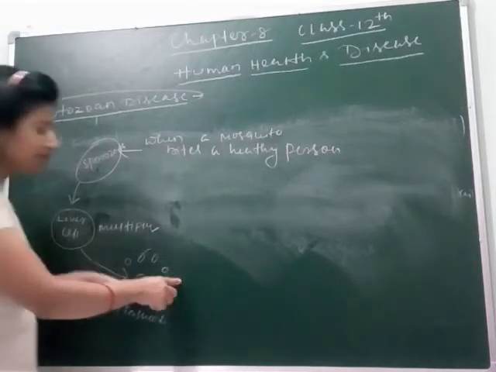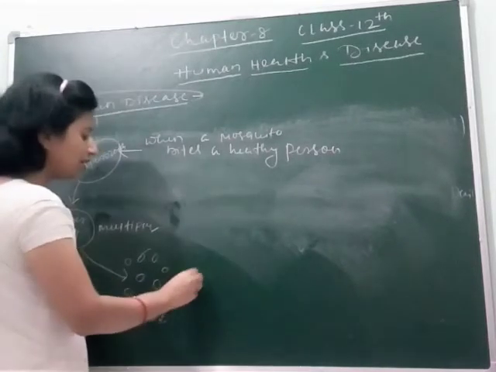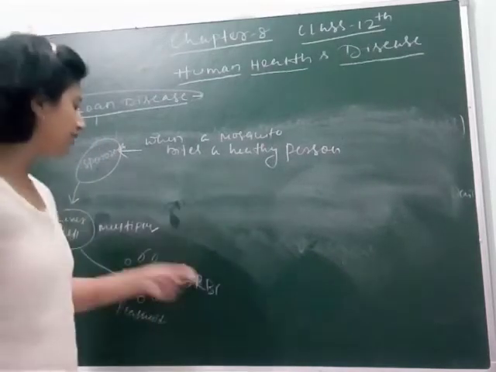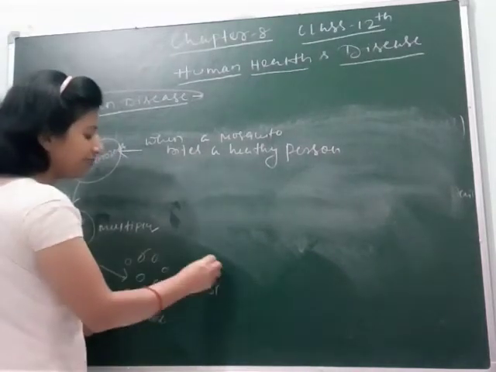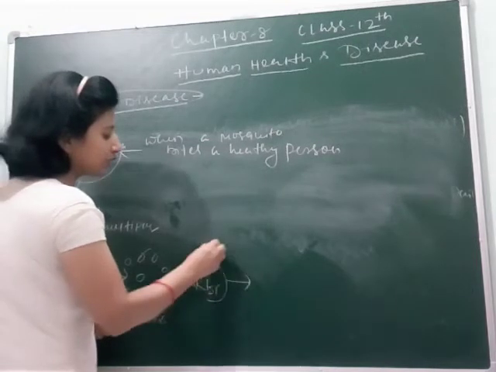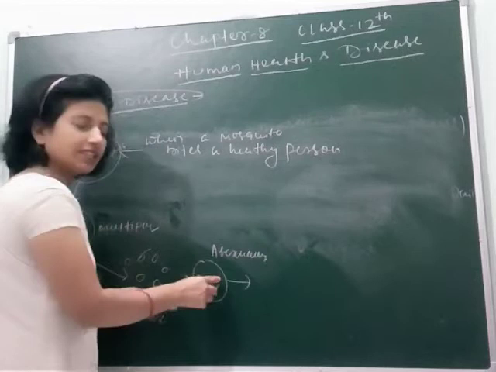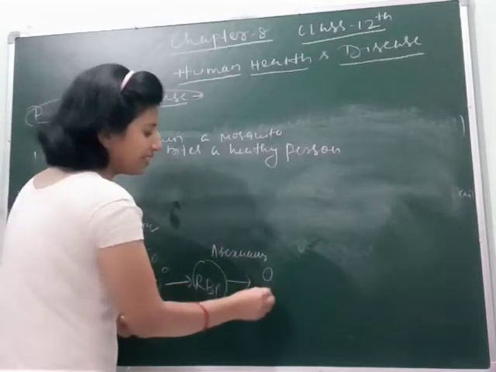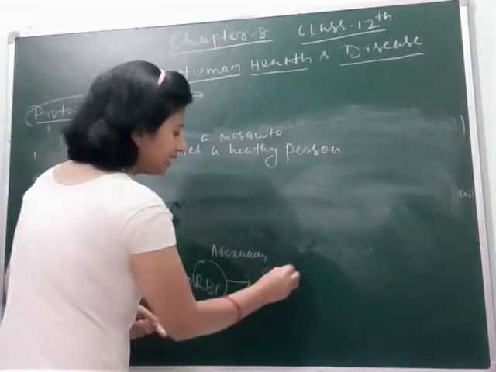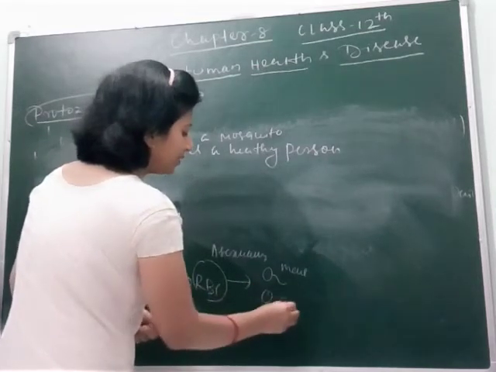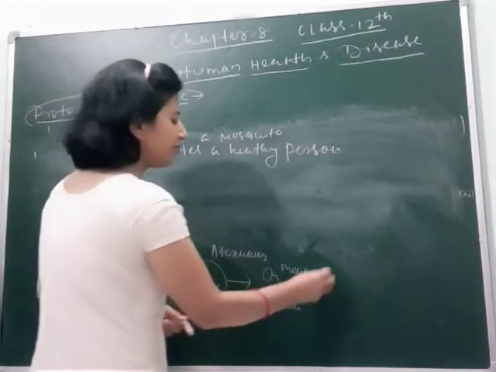These plasmodiums again go to the RBC. Where do they go? Go to the RBC. And in RBC, they reproduce asexually. And for asexual reproduction, they form gametes, means male gamete and female gamete. Male and female gametes.